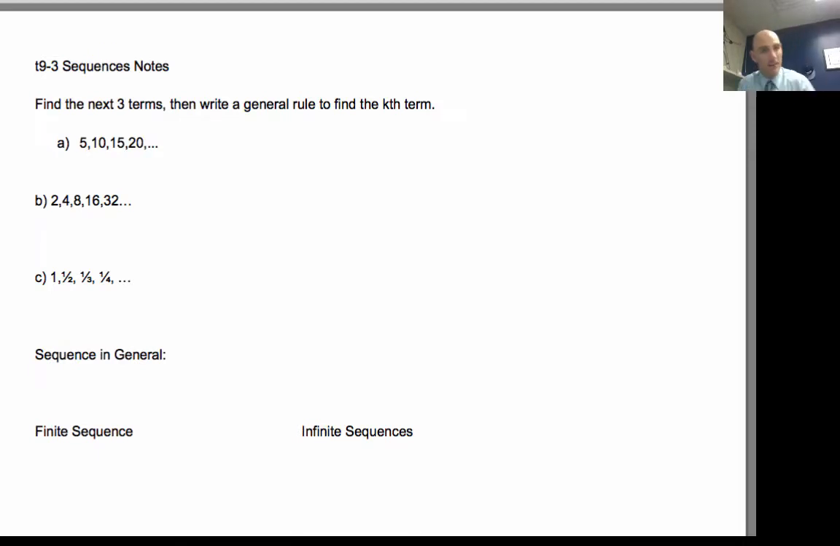Welcome back. Today we're going to talk about sequences. So this is a note on sequences, and sequences have to do with finding terms in a pattern.